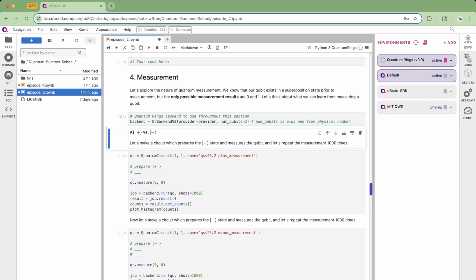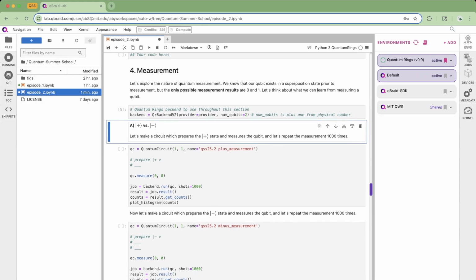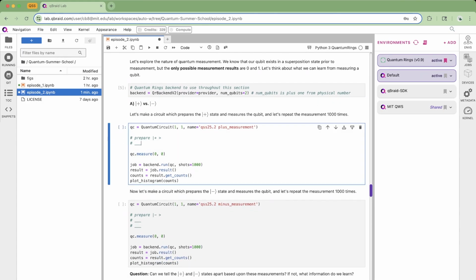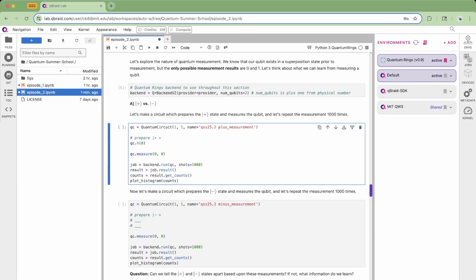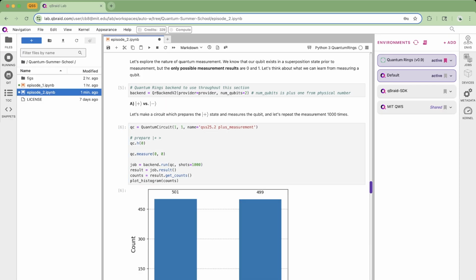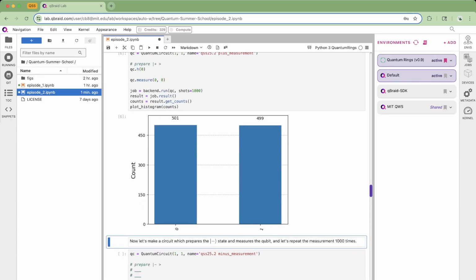Now we want to compare the plus state and the minus state. First, let's make a circuit which prepares the plus state, and then we want to measure the qubit 1,000 times. We can do this by adding a Hadamard gate on our qubit and then measuring, and we're going to do 1,000 shots, and we can see our distribution of counts. We measured 0 501 times and 1 499 times.